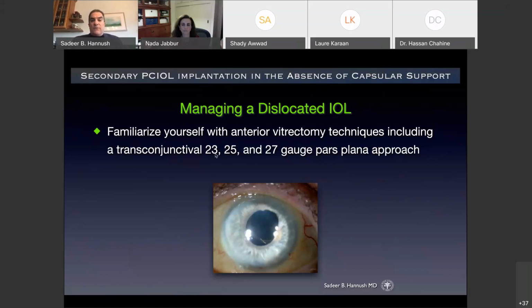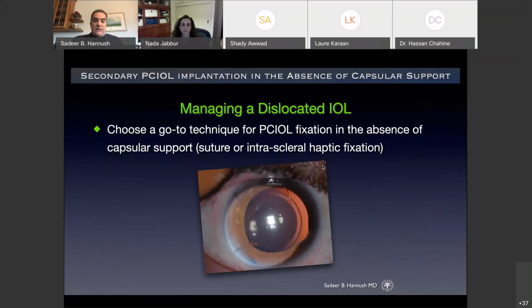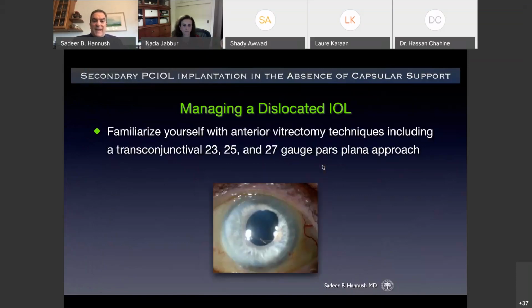In my case, I use 23 or 25 gauge cutters, but of course there are finer cutters. The problem with the finer cutters is that the wand of the vitrectomy cutter is too flimsy. So yes, you can do a nice basic vitrectomy, but it's hard to use it to manipulate the implant, if you're going to use the probe to manipulate the implant, other than putting graspers into the vitreous cavity. We'll get to that in a little bit. Okay, so back to this. Familiarize yourself with a pars plana approach if you are going to do this on a regular basis.